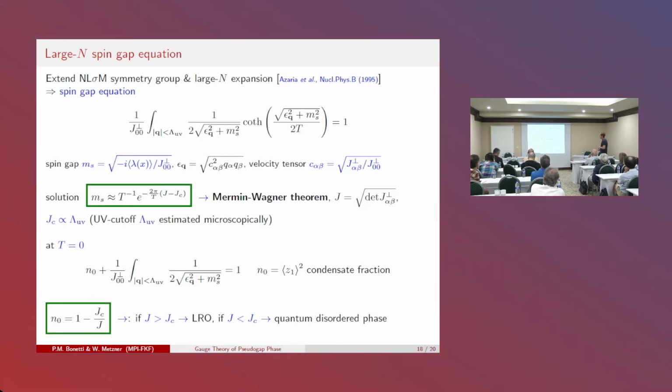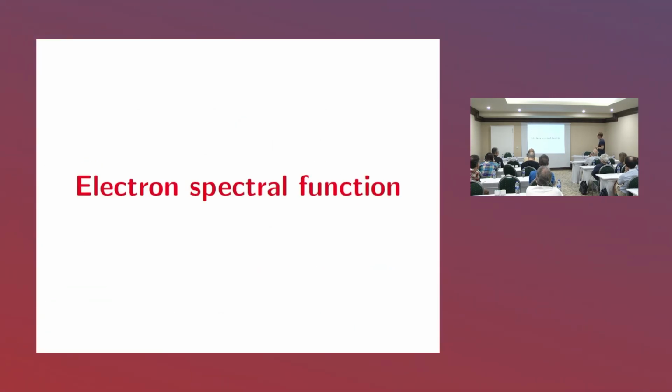And whether at T equals 0 you get long-range order or not depends on the stiffnesses, and there is a critical stiffness below which you get a quantum disordered state, and above you get an ordered state. Now in our case, the ground state is ordered, but at finite temperature, of course, we have the non-ordered thing. Now, finally, we would like to get back also to the electron spectral function.